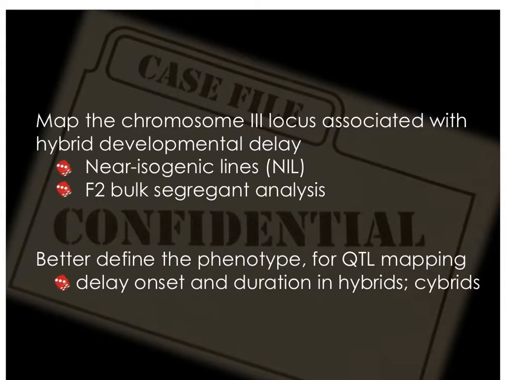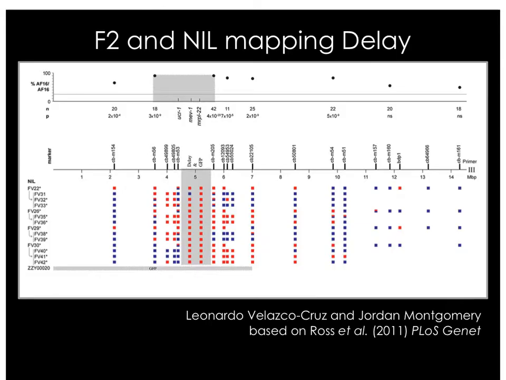And then we're also going to be looking here at the bottom to try to better define this phenotype. All we know right now is that it takes the delayed worms an extra day to reach adulthood. But we don't know when that starts and when that period stops. I'm trying to do this for QTL mapping later.